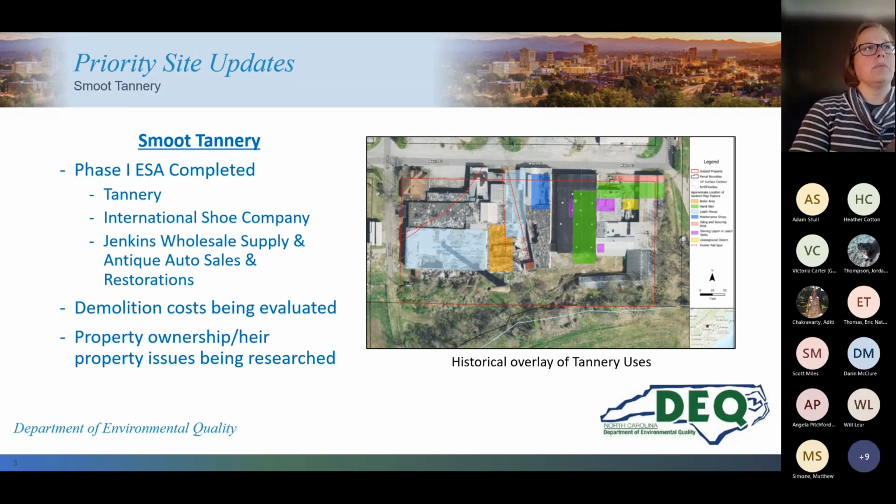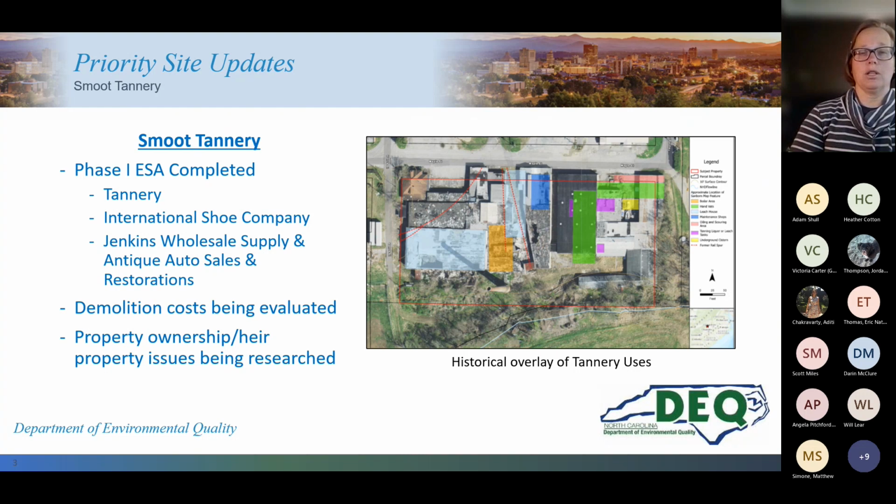So I'm going to talk a little bit about the 3 priority sites that we were able to start work on, as in boots on the ground. So Smoot Tannery, we were able to complete the phase 1 for that site. That was interesting because we do have some, as you'll see here, some property ownership and heir issues.